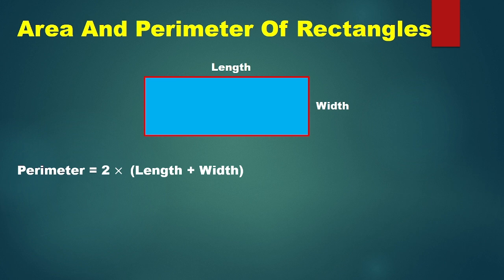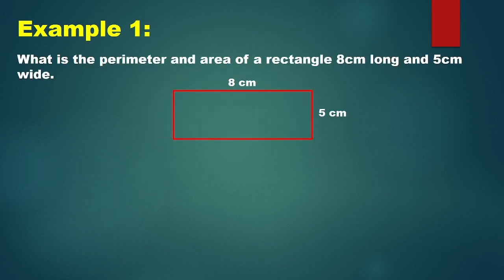Then, to find the area of the rectangle, which is simply the amount of space inside of the shape, all you have to do is to multiply the length by the width. Now let's try out some examples.